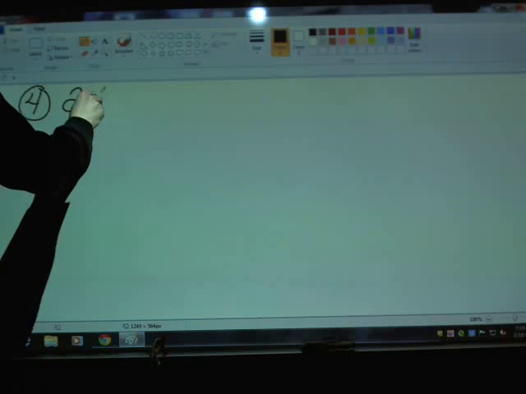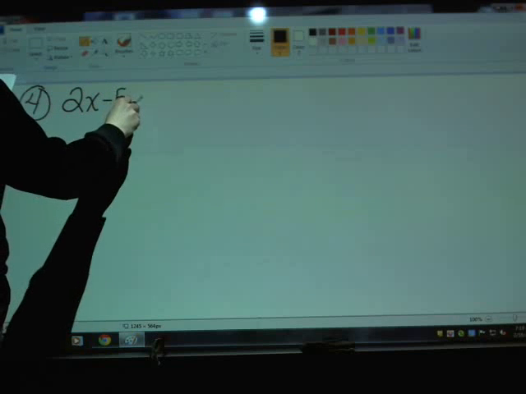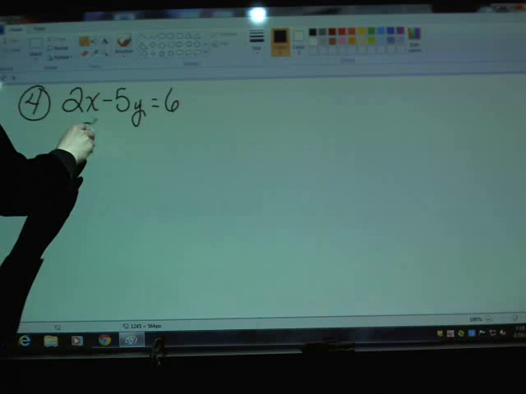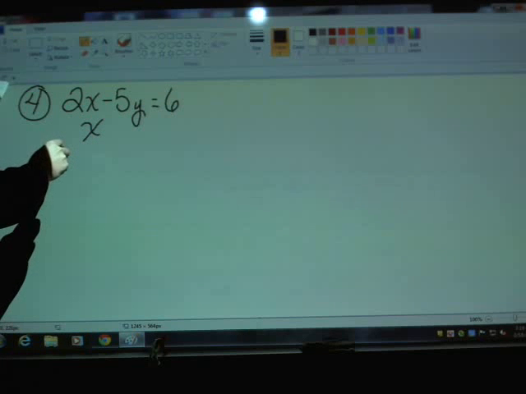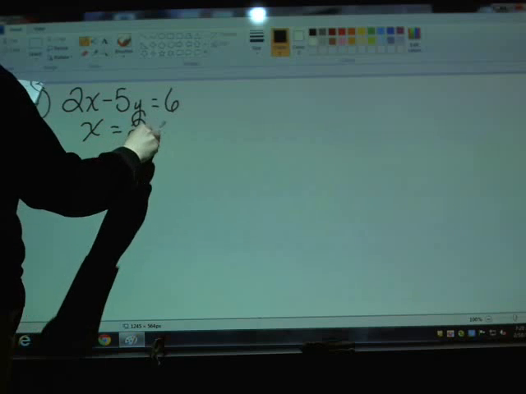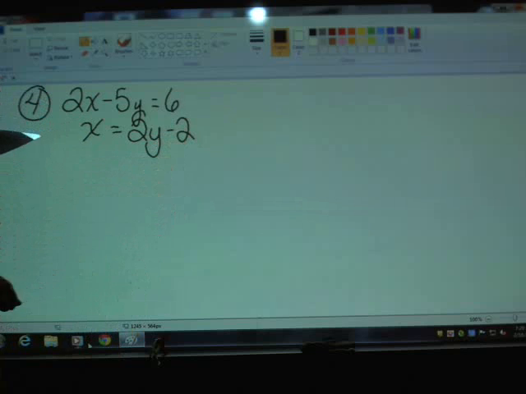I've got 2x minus 5y equals 6, and I've got x equals 2y minus 2. There's a double equal sign in there, but notice it does say negative 2 there because it should say minus 2. It should say x equals 2y minus 2.